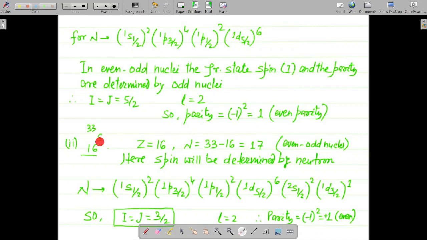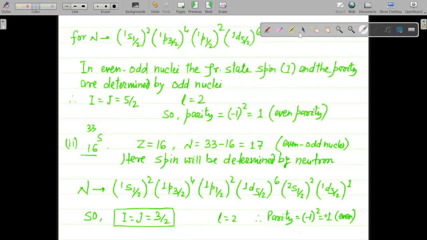Now similarly sulfur 16, 33, what will you do? You can write the value of Z, that is the atomic number, for this sulfur. The value of atomic number is clearly 16. And what will be the number of neutrons in this case? The number of neutrons will be 33 minus 16, clearly. From the mass number, you can subtract the atomic number. When you subtract 16 from 33, the number of neutrons will be equal to 17. And Z is equal to 16, that is your atomic number.